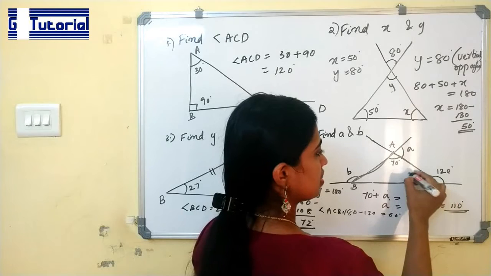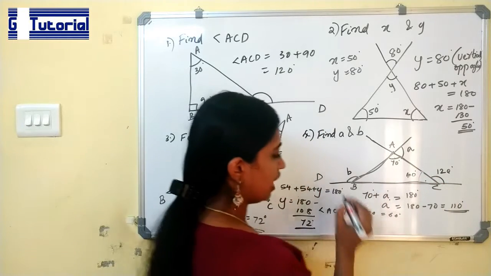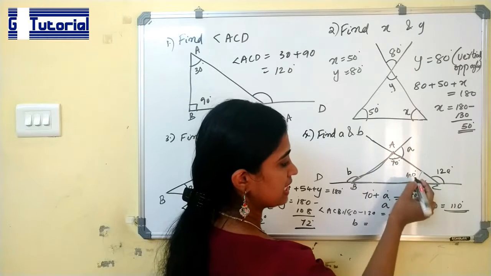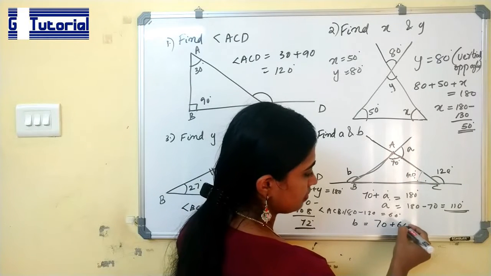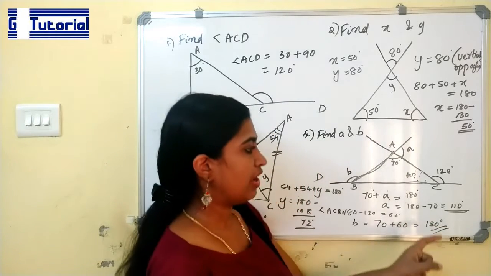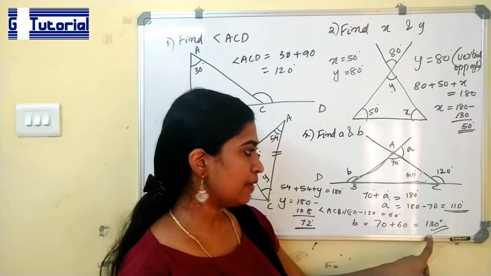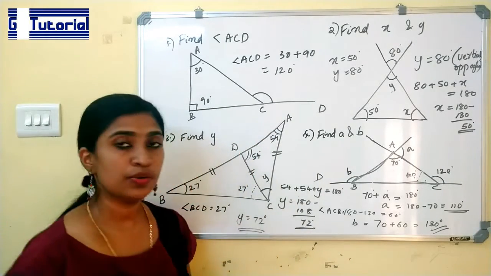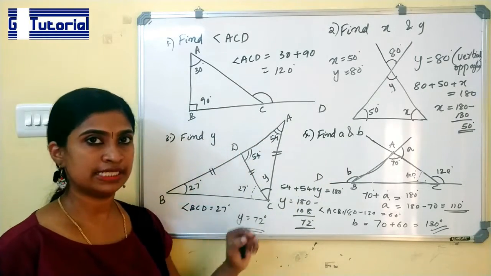So, this is 60 degree. So, the value of B is the sum of interior opposite angles. That is 70 plus 60, which is equal to 130 degree. So, we obtain the value of A as 110 degree and B as 130 degree. Now, we can do some more questions from the concept of triangles.